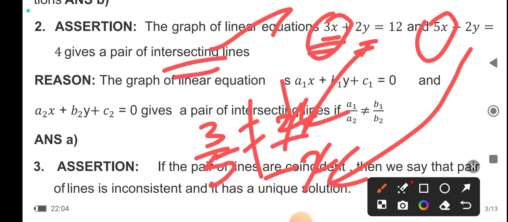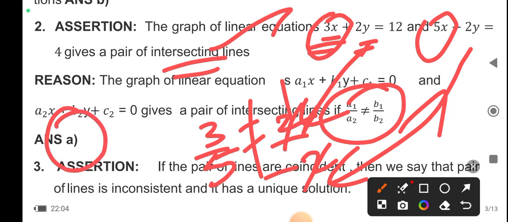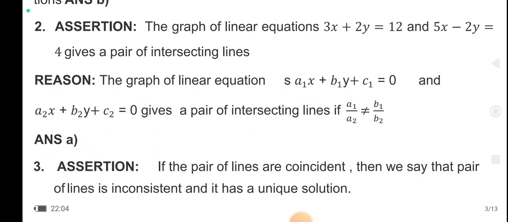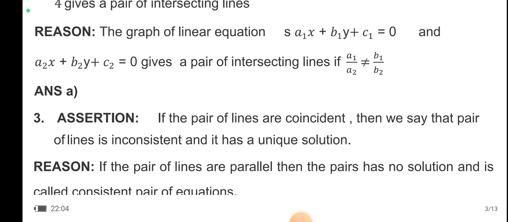A is true. What about R? a1 by a2 not equal to b1 by b2, again correct. So option A is correct. Yes, both are true and it's a correct explanation.